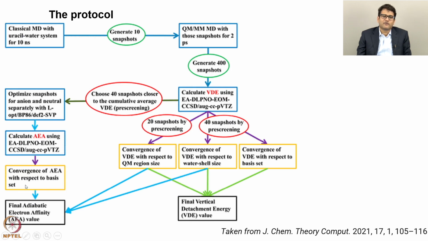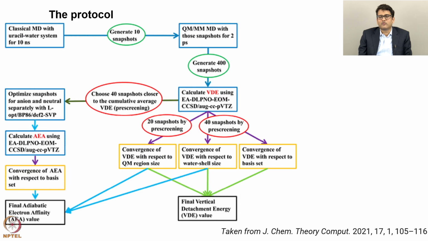You check the convergence of the result with respect to the basis, because I'm talking of electron affinity, which converges very slowly with respect to the basis, especially if I am using a wave function based method. And for the other snapshots also, I need to check the convergence of the electron affinity value with respect to the size of the QM region, convergence with respect to the water shell size. So basically that helps you. You say first shell of water, second shell of water, third shell of water, and extrapolate to an infinite number of shells.